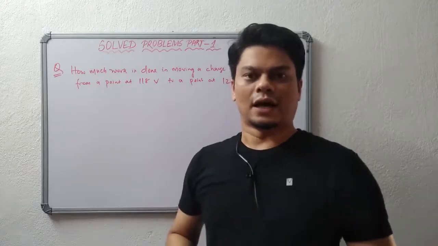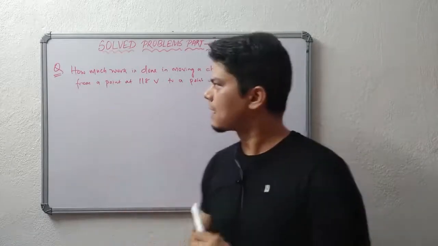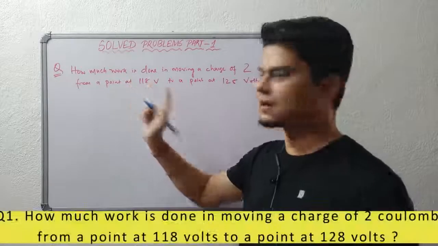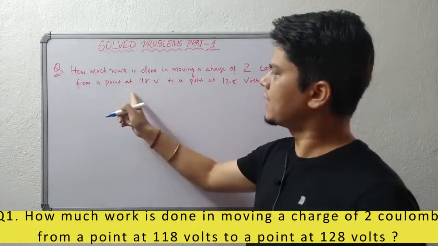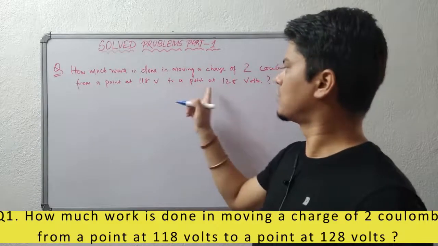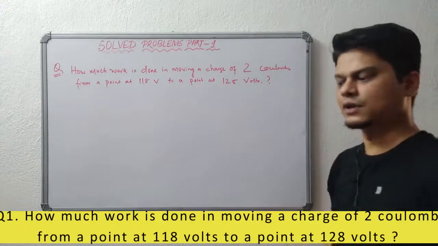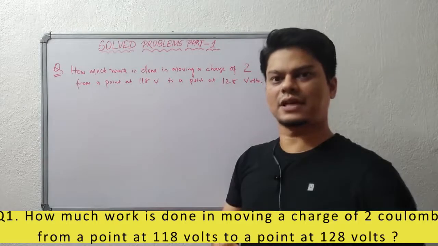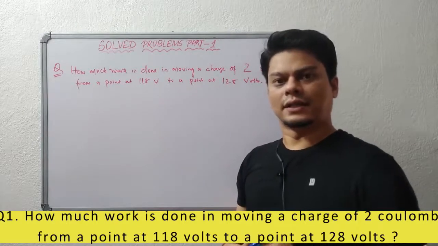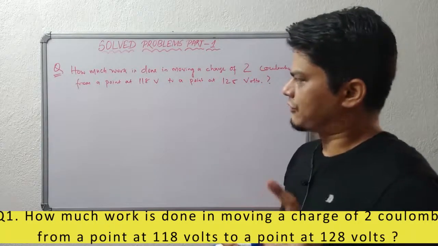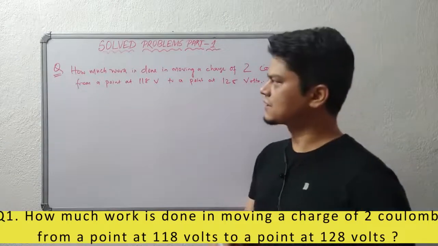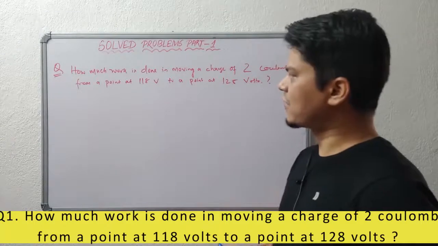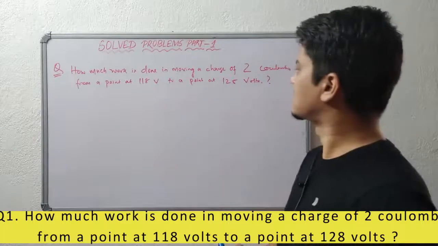Guys, our first question is like this. How much work is done in moving a charge of 2 coulombs from a point at 118 volt to a point at 128 volt? So how we should approach this kind of questions? There are few steps to approach or solve this kind of questions. First step is, let us find what is given here in the question.